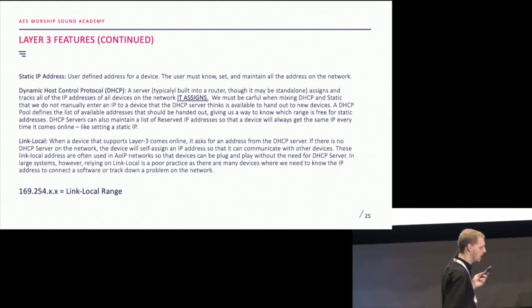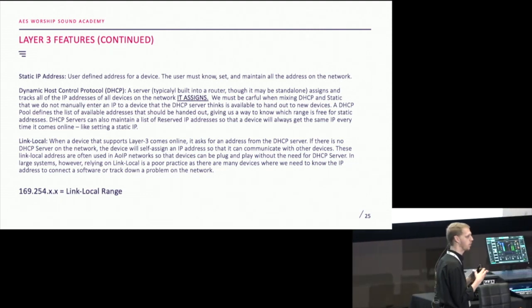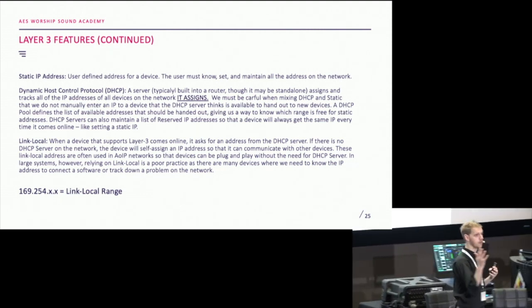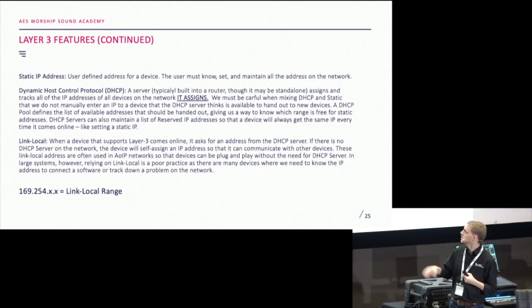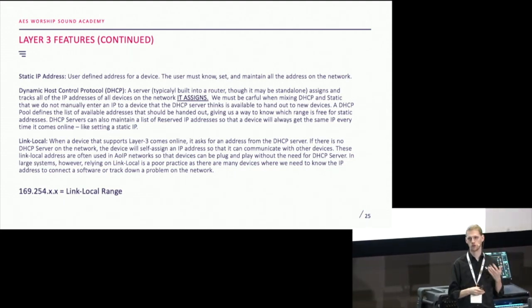Same thing here, and you may have seen it before. If you set two devices to the same IP and you connect them to the same network, the computer will pop up and say, hey, there's a duplicate IP on this network. You need to change somebody. So the DHCP will help us to keep track of all those and not ever assign anybody the same thing.